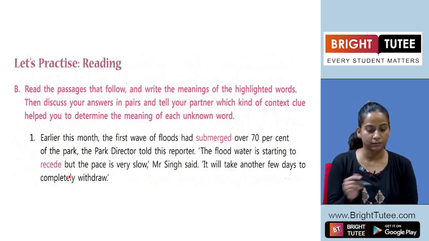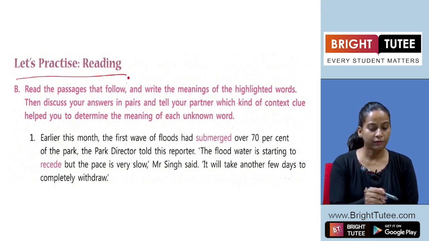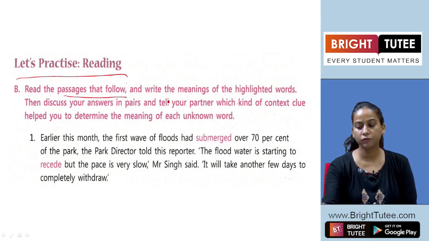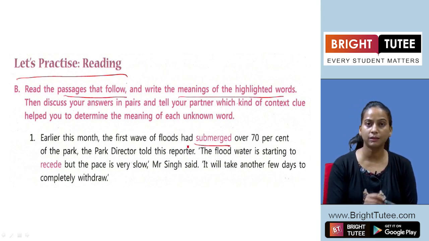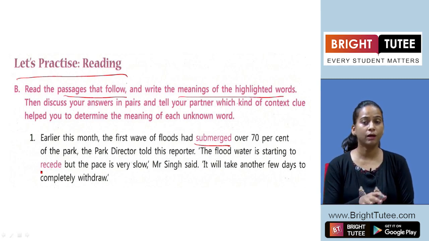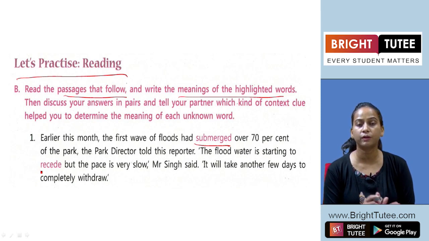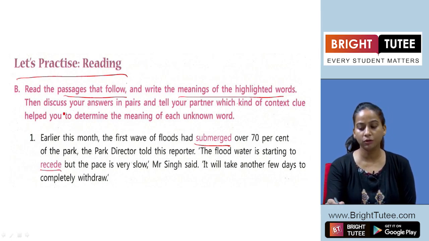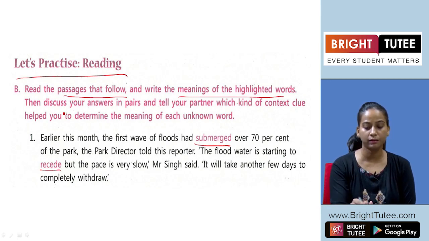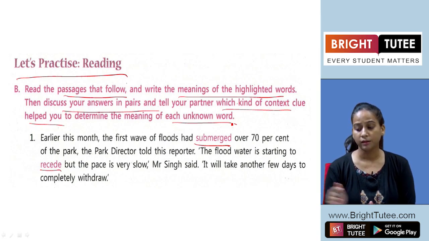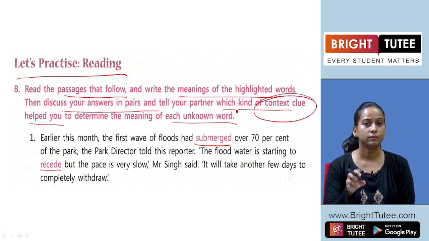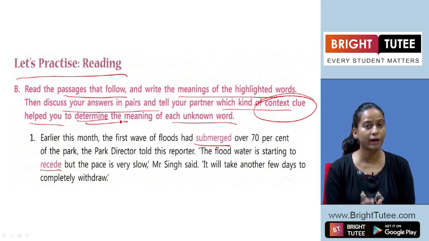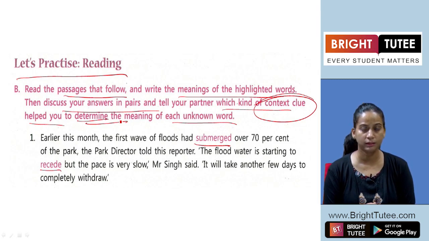Let's practice. Here, reading only. They have asked you to read the passage that follows and write the meanings of the highlighted words. You can see different highlighted words are given here. So what you have to do is read the passage and, without referring to the dictionary, mention the meaning of these words. And how are you going to do that? By following the different strategies that we have discussed just now. Then you have to discuss your answer in pairs and tell your partner which kind of context clue helped you to determine the meaning of each unknown word. You have to discuss which particular technique you have used to understand or find the meaning of each unknown word in the passage.